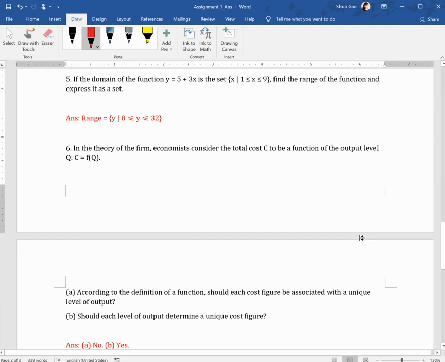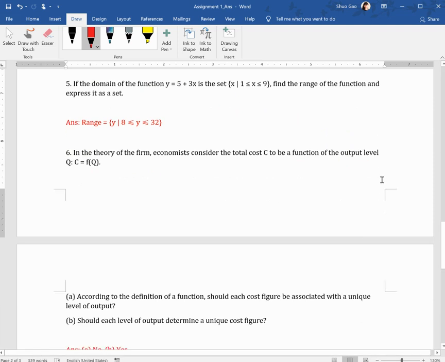Question 5, if the domain of the function is the set 1 to 9, find the range of the function. Okay. So that was our last topic in chapter 2.